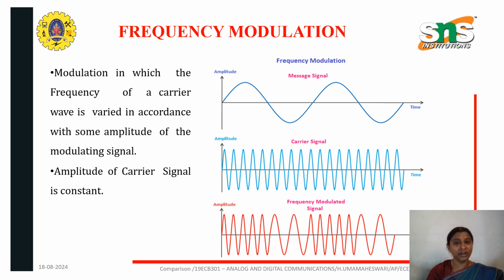Then the next one is frequency modulation. Here the modulation is one in which the frequency of the carrier wave is varied in accordance with the amplitude of the modulating signal. Here the amplitude of the carrier signal is constant. Only the frequency is varied in accordance with the message signal. That is, during the increase of the signal, the wave is constant, but while decreasing, the frequency is being varied as shown in the graph.